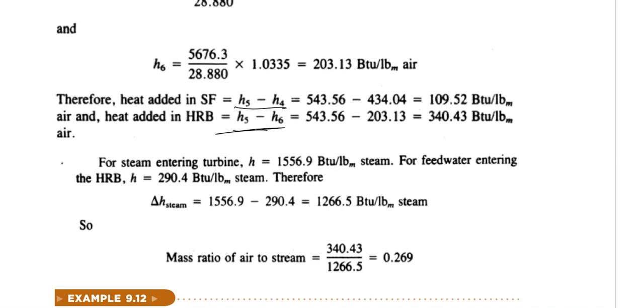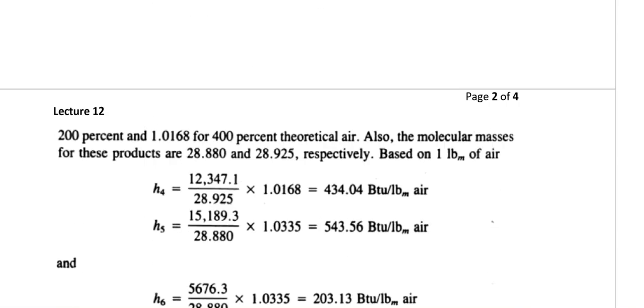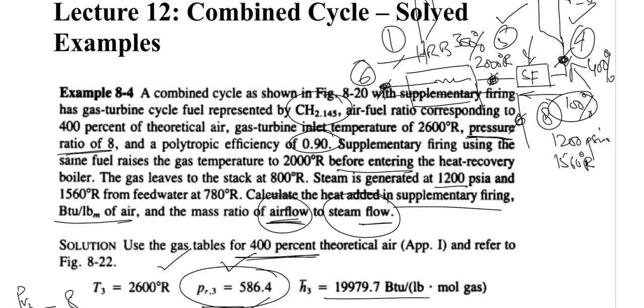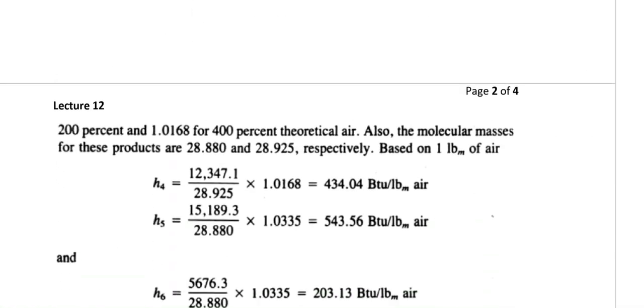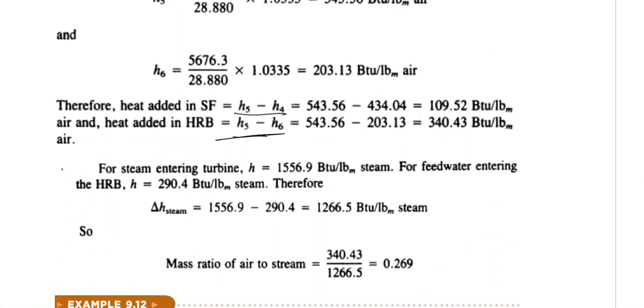Once you have added the heat into the HRB, that heat is further utilized by the steam cycle to convert the feed water to superheated steam. That is also given: when the steam is exiting from the HRB, it has a pressure of 1200 psi and a temperature of 1560 degrees Rankine, while the feed water inlet temperature is 780 degrees Rankine, and definitely that would be in a saturated liquid state. So just going to the steam table, finding the enthalpy H7 and H8, you can find the feed water entering the HRB and the enthalpy change between the steam enthalpy and the feed water enthalpy.